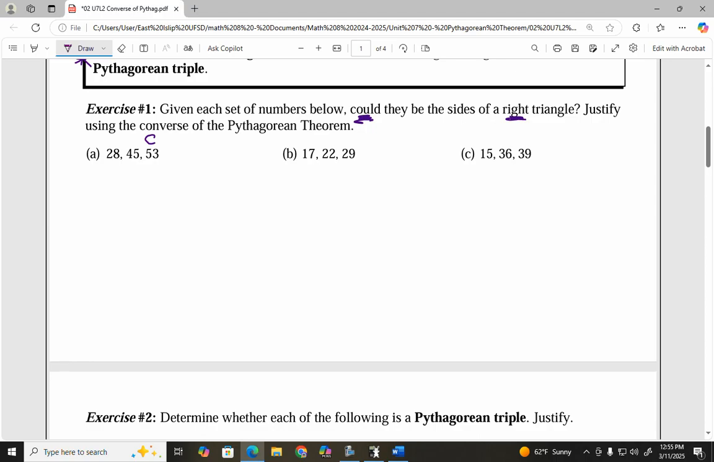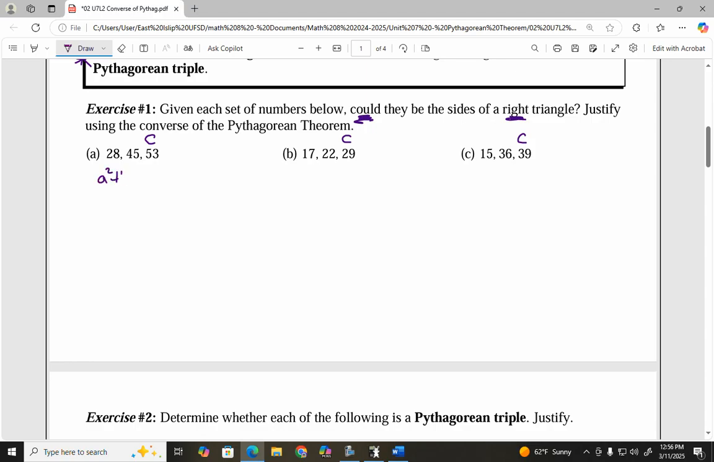In all 3 of these cases, it happens to be the last number in the list, like 29 is the largest out of all 3 of these. 39 is the largest out of all 3 of these, but please know it doesn't have to be in order from least to greatest. And the largest number is what the C would be, because the hypotenuse is always longer than its legs. But not all of these will work. Not all of these are right triangles.